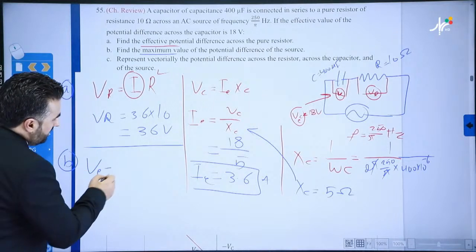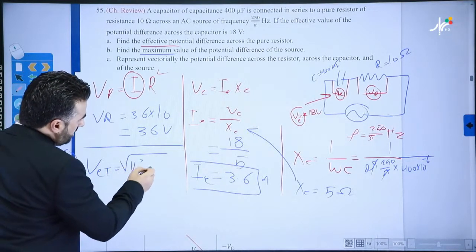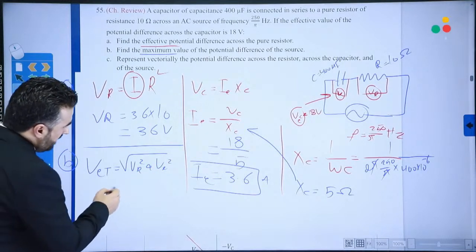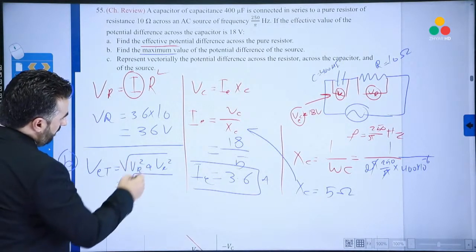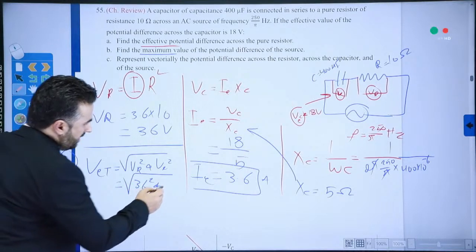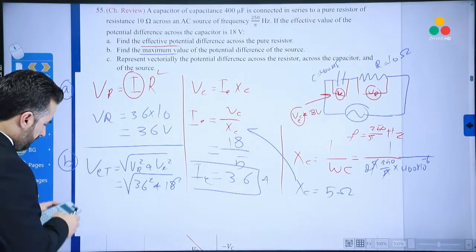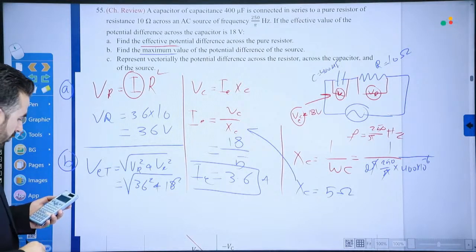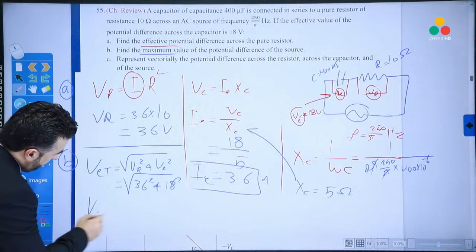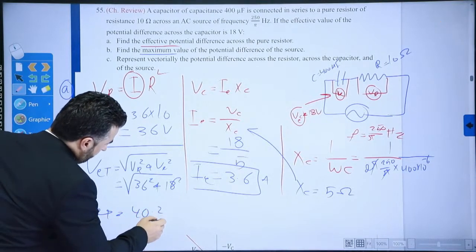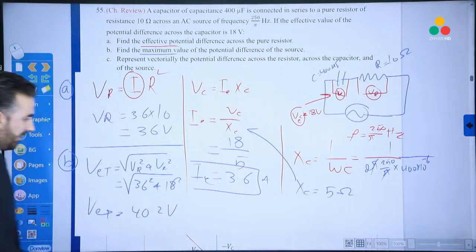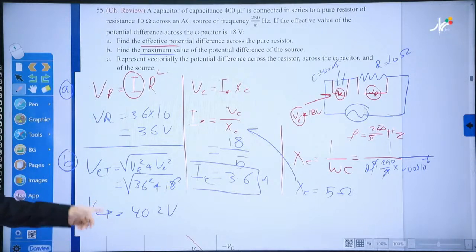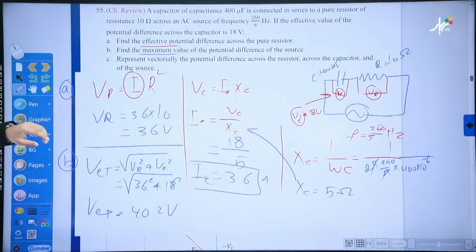So V effective total equals the square root of VR squared plus VC squared, because we have two voltages there. So VR, that is 36 squared, plus 18 squared. You do the math. Let's see, what will it be? That is 36 squared plus 18 squared, and the answer will be 40.2. So V effective total equals 40.2 volts, or you could just say 40, that would also be correct. But remember this is only the V effective. What does the question want? It wants V maximum.